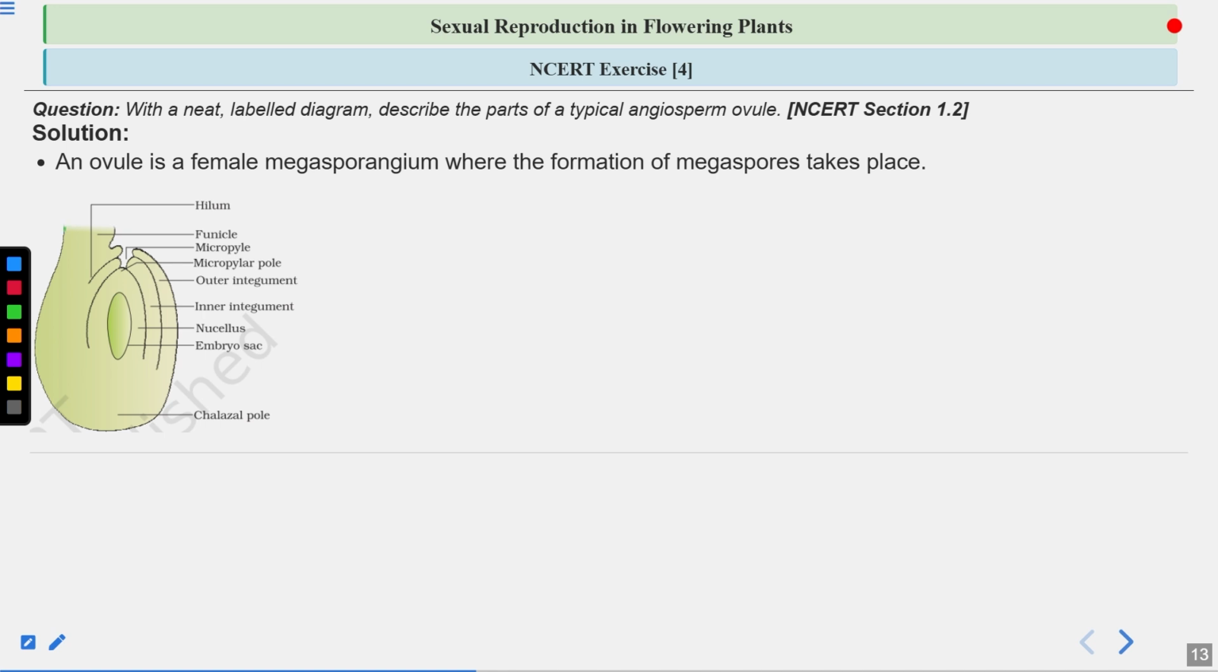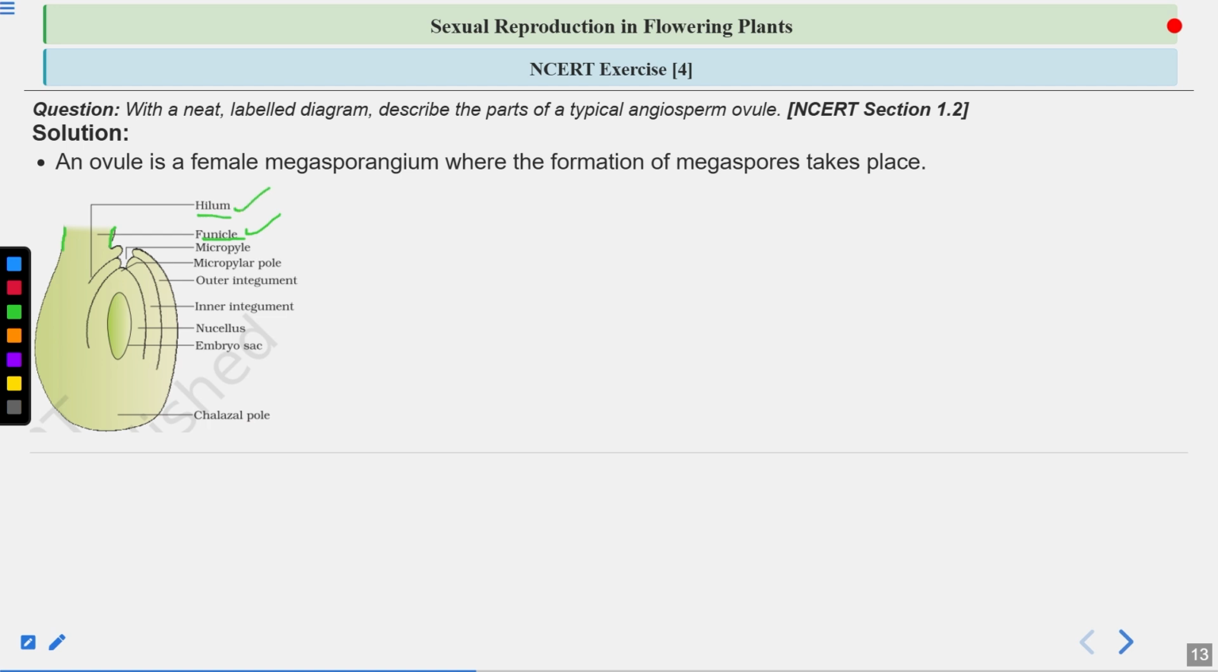So the ovule, when you see, there is a stalk-like structure. First of all, there is a stalk-like structure that is called the funicle. And there is an oval body that is the main part of the ovule. This main part of the ovule is joined with the stalk-like structure, the funicle. Where it joins, there is a clear-cut demarcation, and that is called the hilum.